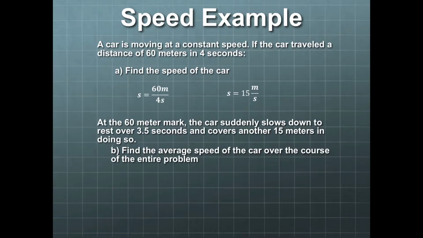Remember, average speed is about the total distance traveled over total time. The total distance is the 60 meters traveled earlier, added with 15 meters while slowing down. The total time is the 4 seconds from earlier plus the 3.5 seconds slowing down. This gives us 75 meters over 7.5 seconds. The average speed comes out to be 10 meters per second.